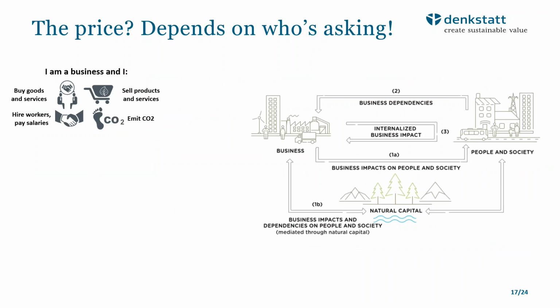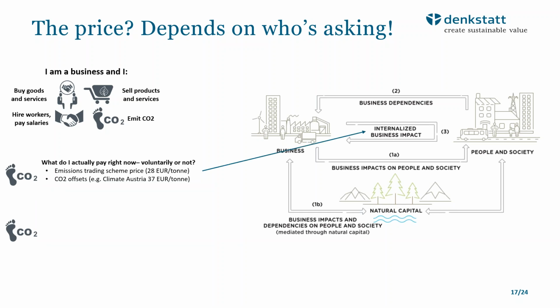illustrate this here with a simple example. So in this simple example, let's pretend that I am a business, and I'm a very simple business because all I do is I buy goods and services, I sell products and services, I hire some workers, I pay some salaries, and I emit CO2. That's everything I do. So first, let's deal with the CO2 from our last example. And the CO2, first the question I ask is, okay, what do I actually pay right now? And actually, there are regulations in some countries, the United States, Europe, even now China.